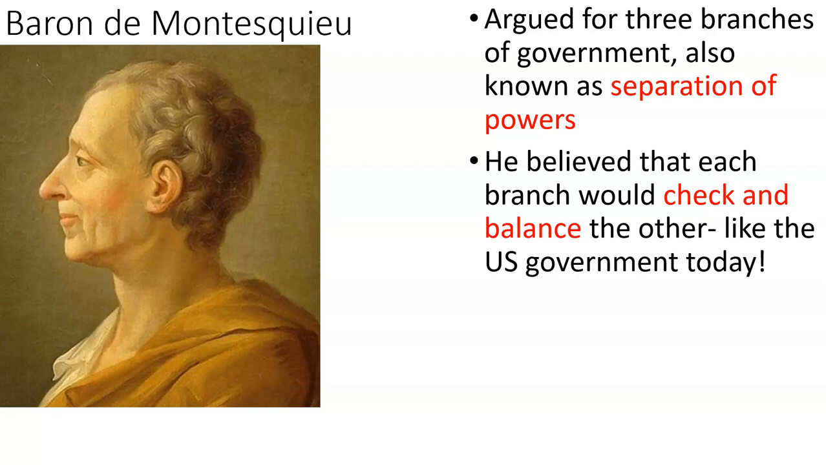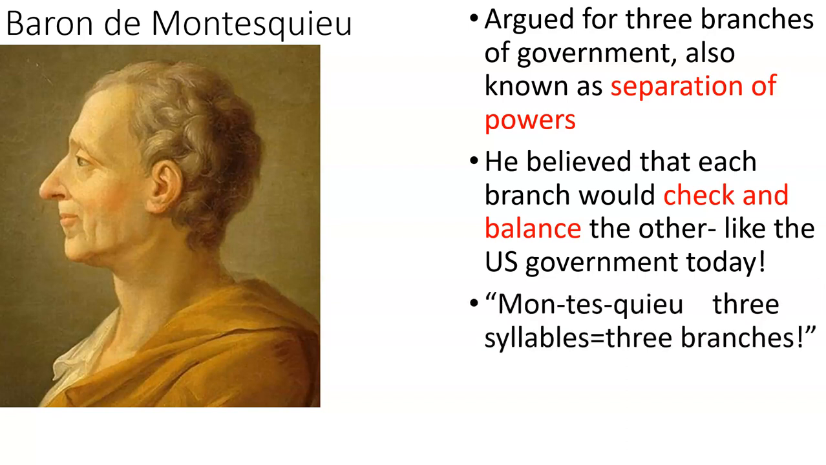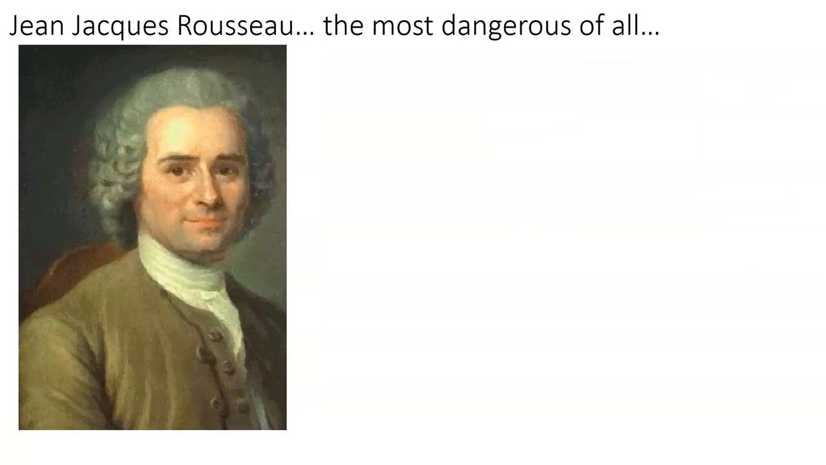So in the United States, we have the judicial, the executive, and the legislative, and they each have powers, and they can check one another. We took this idea. Montesquieu gave us this idea. So why do I say Montesquieu? Well, you get three branches. Montesquieu. Three syllables, three branches, okay? You can remember that, or if you're on the test, just say it aloud, and I think you'll get it. Okay, Montesquieu. Three branches, separation of powers.